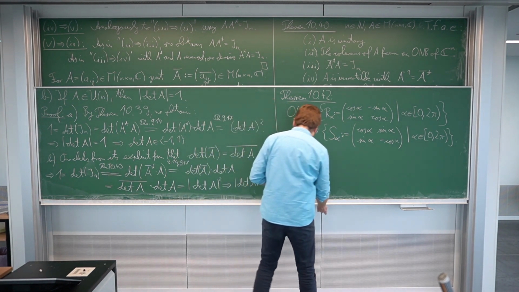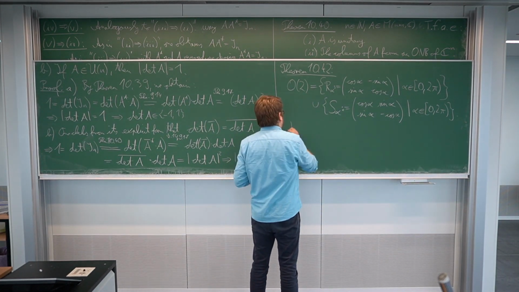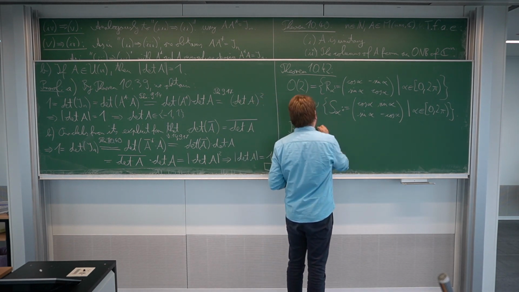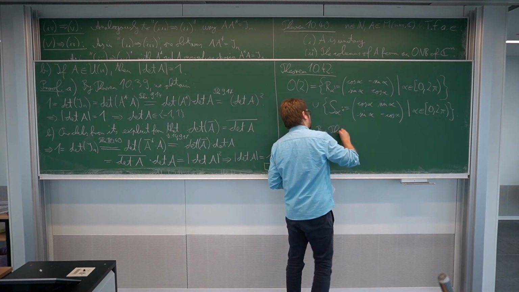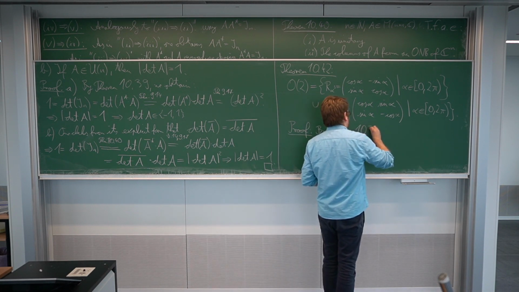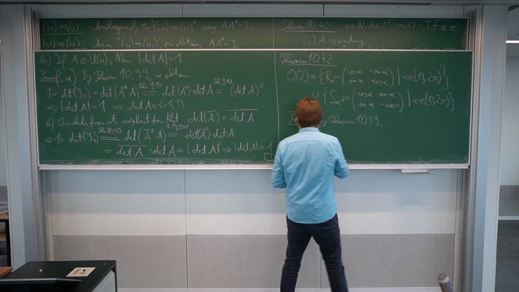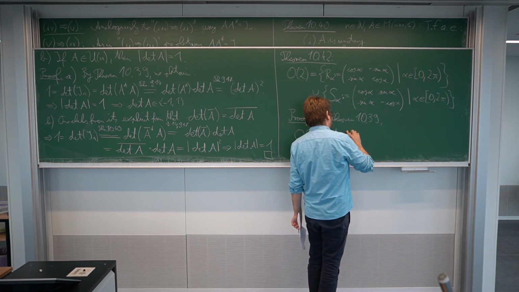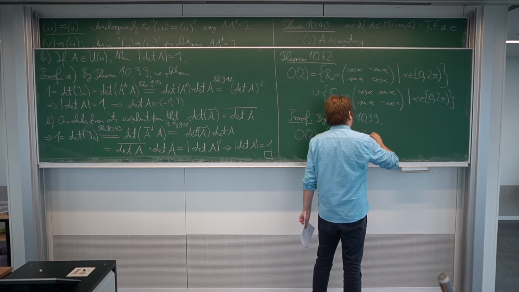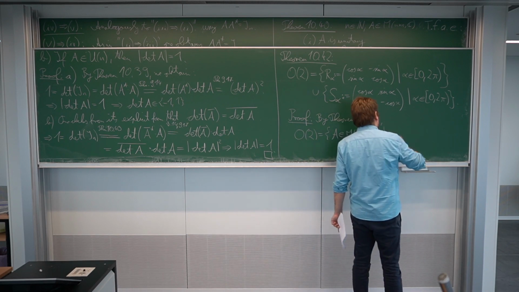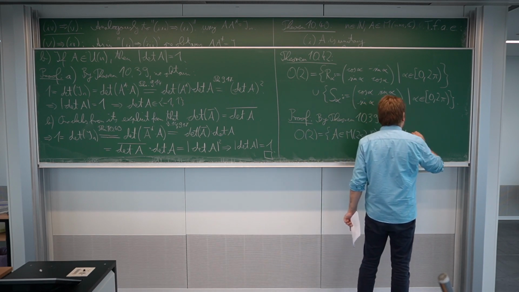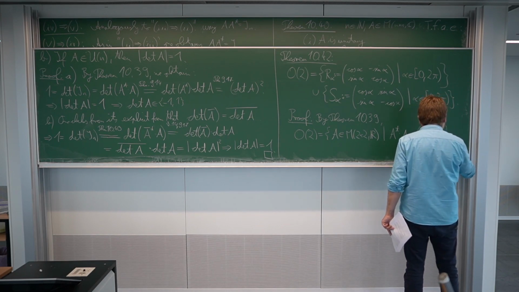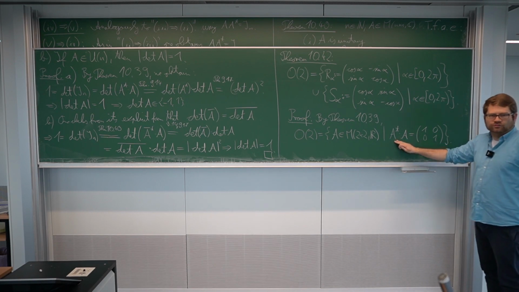Okay, how to do this? First of all, we need the beautiful characterization by our theorem that we had before. So, by theorem 1039, there we've seen that the orthogonal matrices of rank 2 must be all 2 by 2 matrices with real entries, such that the transpose times the matrix itself is the identity matrix of rank 2, and this is of course 1, 0, 0, 1.